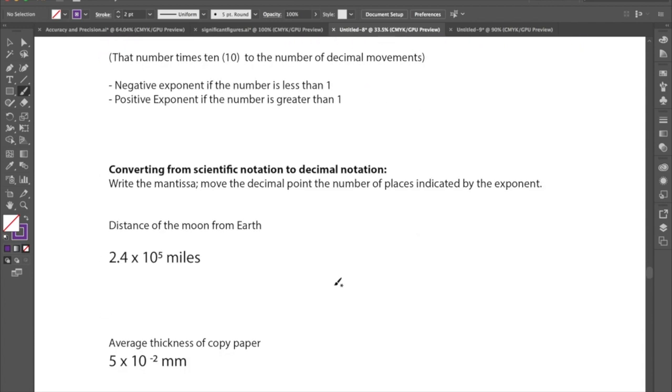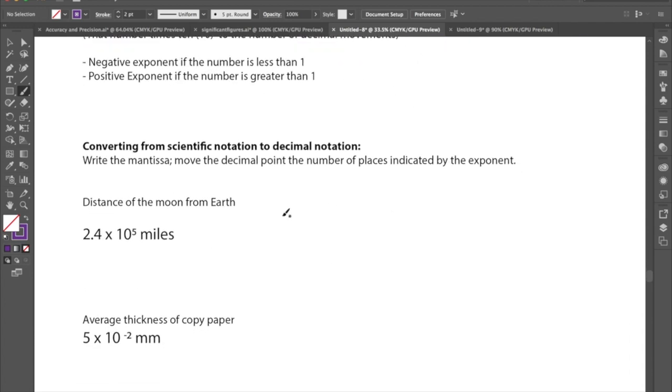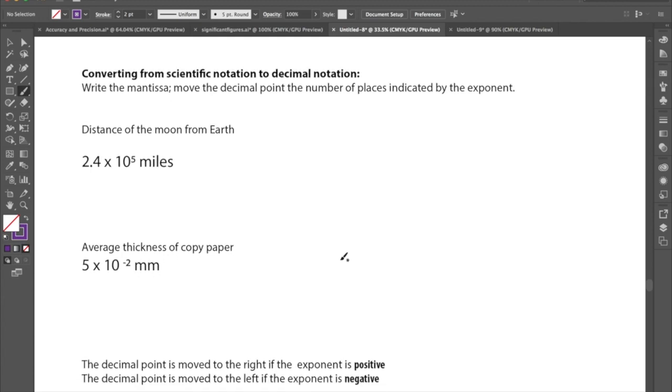Let's say we have scientific notation, and we want to relate this to a number that we can actually say out loud. So actually going from the condensed version into the long version, decimal notation. The first step you would do is write the mantissa and move the decimal point the number of places indicated by the exponent. So I'll just skip ahead here and point out that if we move the decimal point to the right, the exponent is positive, and if we move the decimal to the left, the exponent is negative. So in this case, we have 2.4 times 10 to the 5.